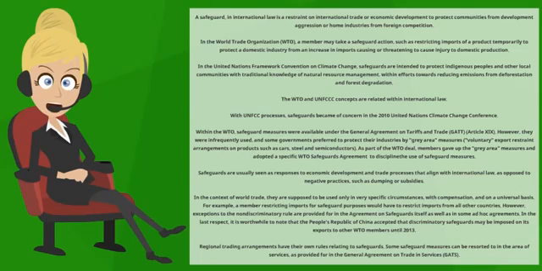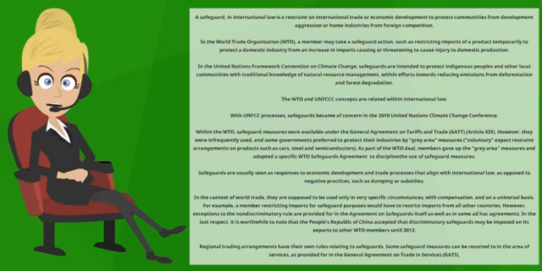Within the WTO, safeguard measures were available under the General Agreement on Tariffs and Trade (GATT), Article 19. However, they were infrequently used, and some governments preferred to protect their industries by gray area measures, voluntary export restraint arrangements on products such as cars, steel and semiconductors. As part of the WTO deal, members gave up the gray area measures and adopted a specific WTO safeguards agreement to discipline the use of safeguard measures.